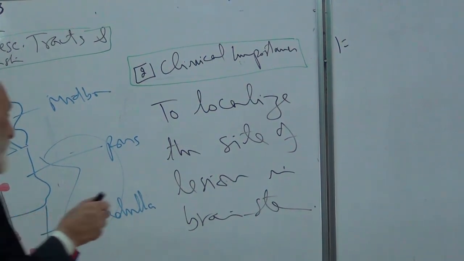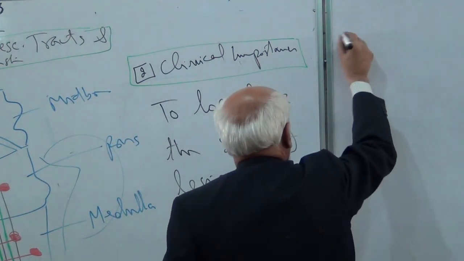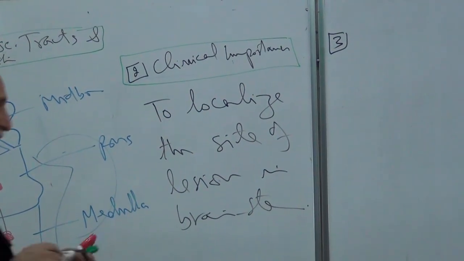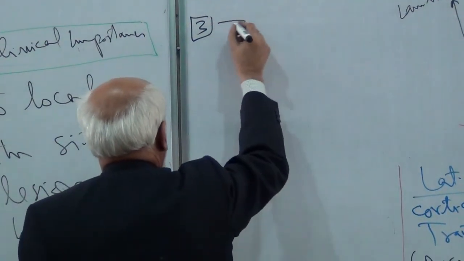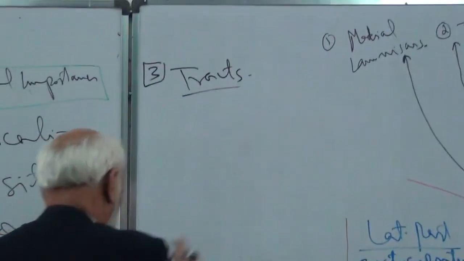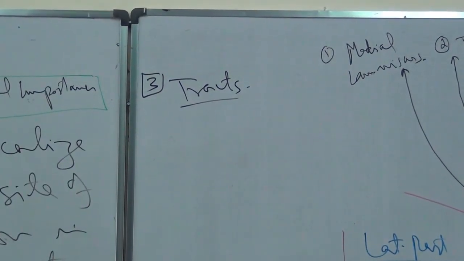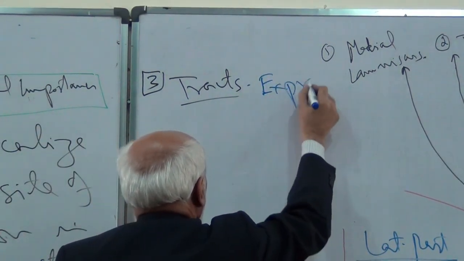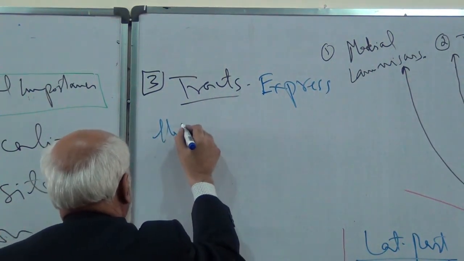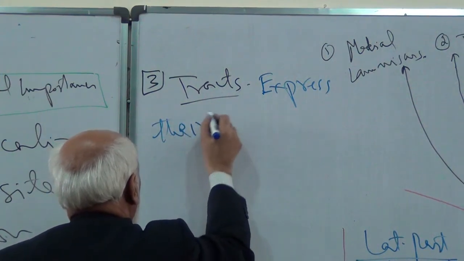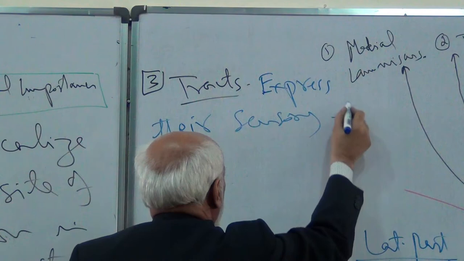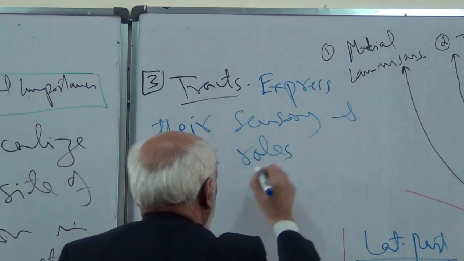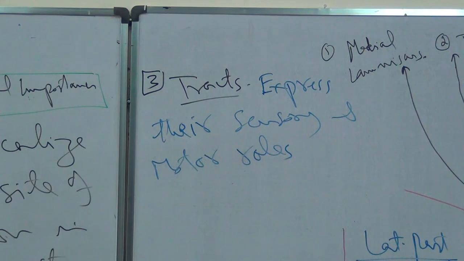Then another important point to remember is that the ascending and descending tracts express their sensory and motor roles on the contralateral side.